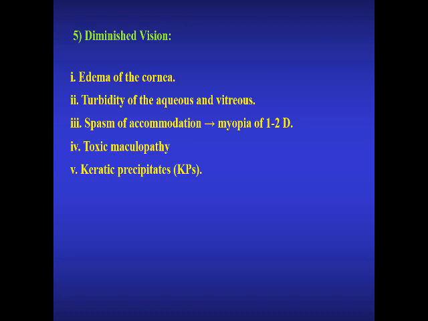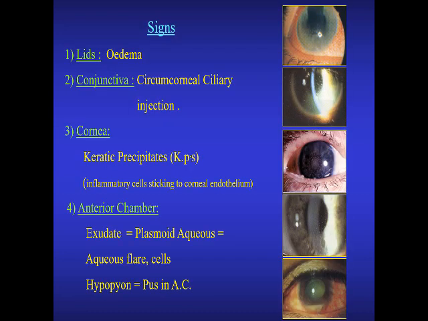due to many factors such as corneal edema, turbidity of the aqueous and vitreous, spasm of the accommodation, myopia of 1 to 2 diopter, toxic maculopathy, and keratic precipitates. The signs of acute iridocyclitis include lid edema, circumcorneal ciliary injection, keratic precipitates, which means the accumulation of the inflammatory cells and their sticking to the corneal endothelium.